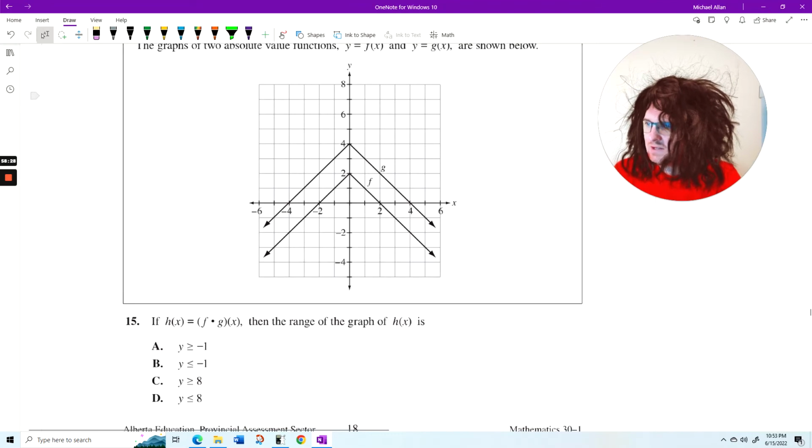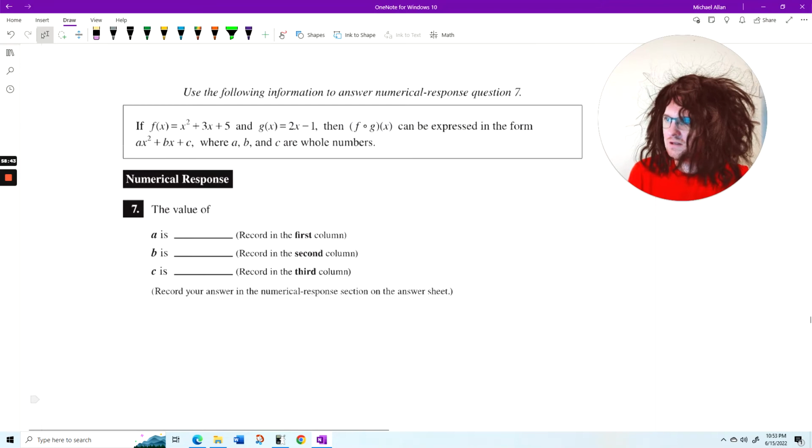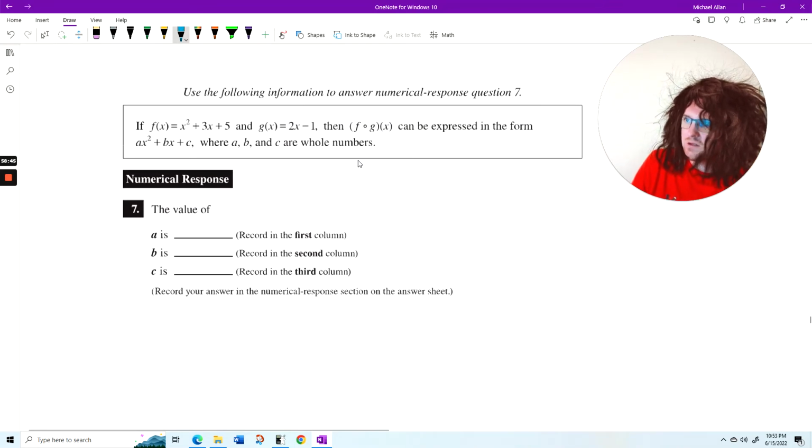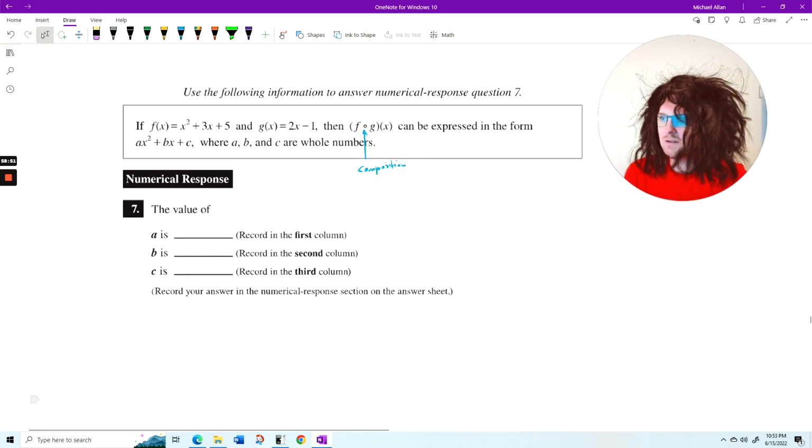Let's see what we have here. So we're taking a graph and we're just multiplying these together. So let's pick a bunch of points here. Now remember, the solid dot means multiply, not composition. That might be like the next question down. Yeah, this one has a composition. So a hollow dot is a composition.